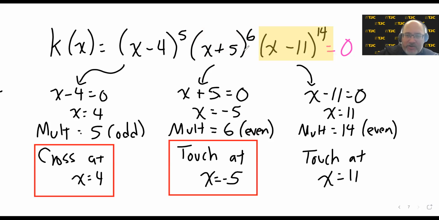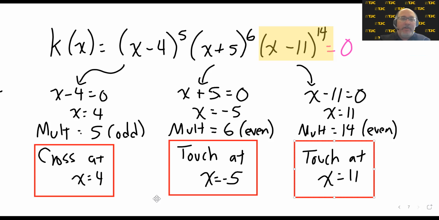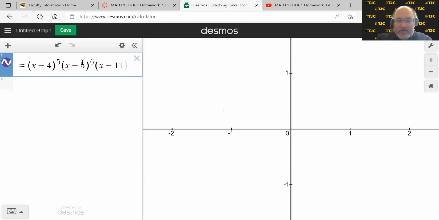It won't take but just a second to throw this into Desmos. So we're going to switch over to Desmos real quick to verify that what we predict is actually going to happen, just on this last example though. Our last function was k(x) = (x - 4)^5 (x + 5)^6 (x - 11)^14. And we don't see a thing.